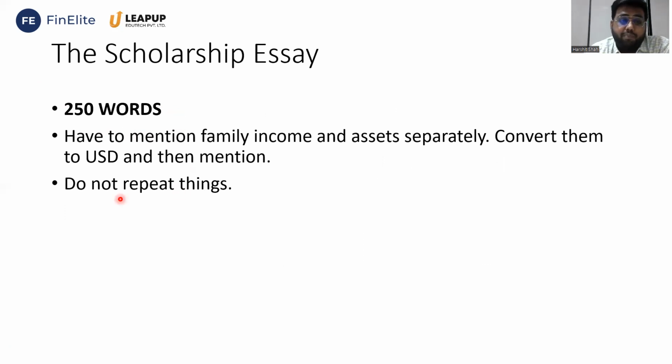You should ensure you do not repeat things, because you have very few words available to show your case to them, to tell them why you feel you need the scholarship as well as deserve the scholarship. Also, the family income and assets have to be separately mentioned before you write the essay. Make sure you convert them to USD and then mention it. So let's assume your family income is 8 lakh rupees per year, that amounts to approximately $10,000 a year. So that's how you write it. Your annual income and the total assets you have, please convert them to USD and then write it.